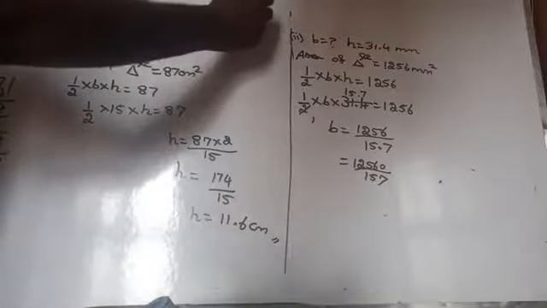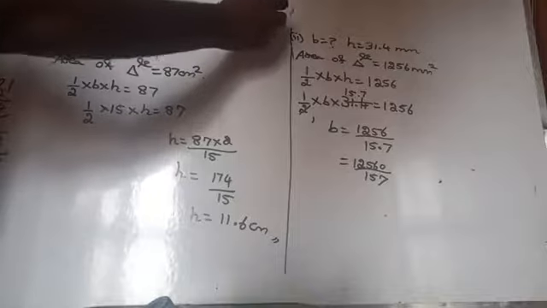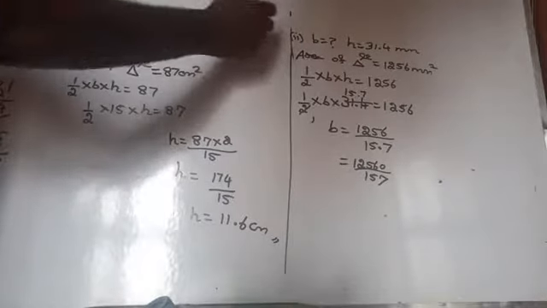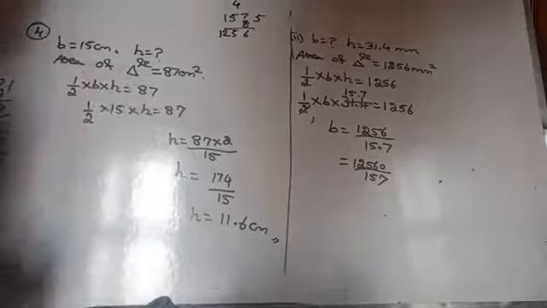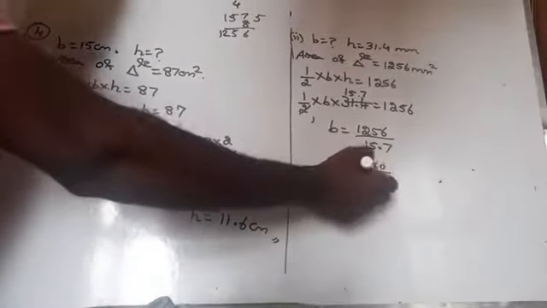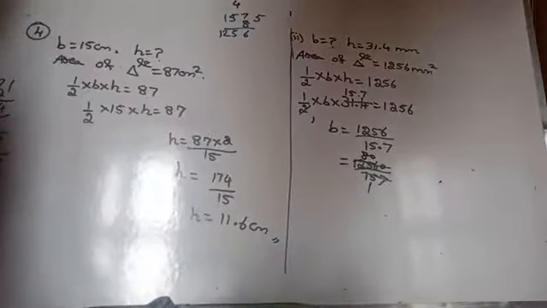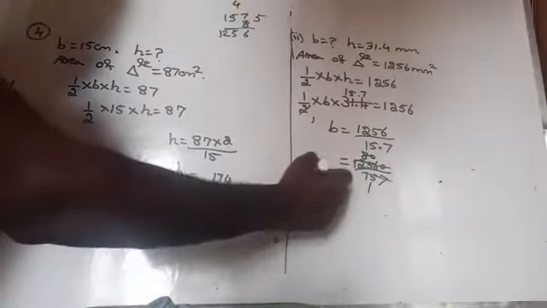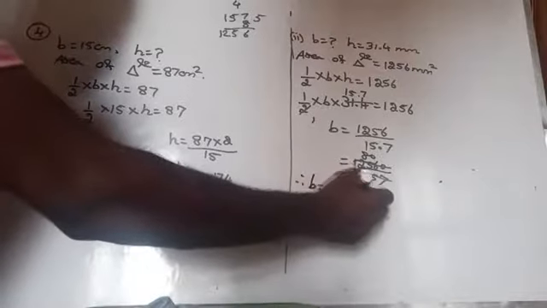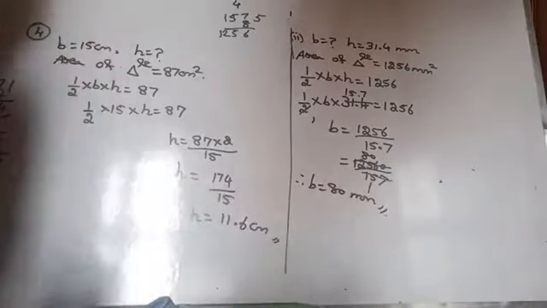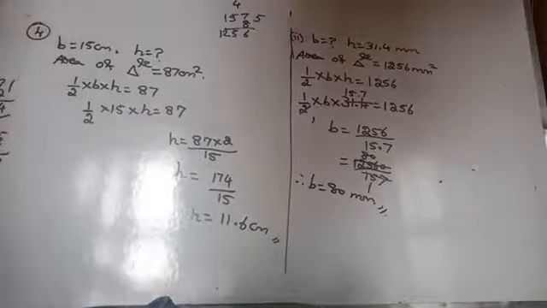Okay, we will check with 8. 8 7s are 56, 5 8s are 40, 45, 4, 8 plus 4, 12, 1256. Yes, we got it. So 8 times 157 is 1256. Therefore b is equal to 80 millimeter. Are you getting it?